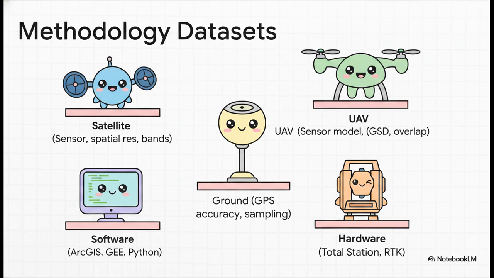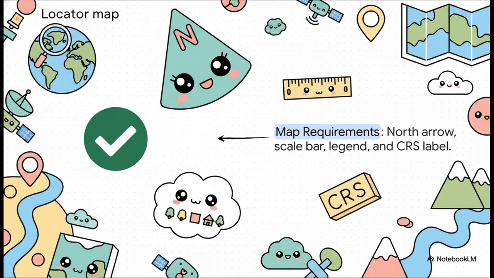this one section. And for your study area map in Chapter 3, please don't just paste a quick screenshot from Google Earth. Getting this right means your map absolutely must have a north arrow, a scale bar, a legend, and a coordinate reference system label. Oh, and always throw in an inset locator map so someone who is totally unfamiliar with the region knows exactly where your study area actually is.